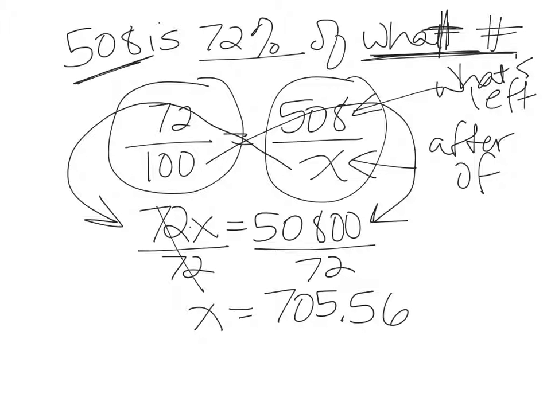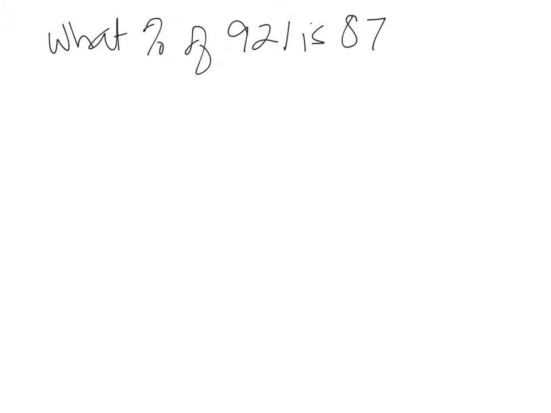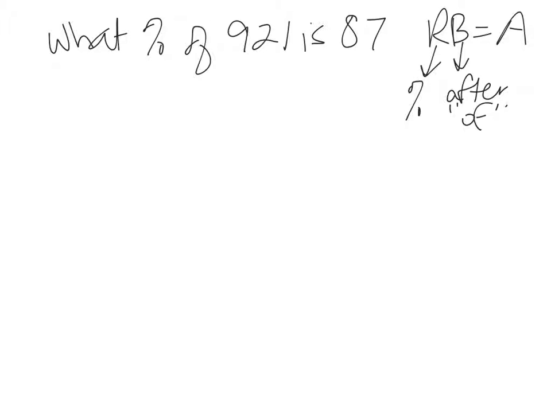Go to this one and find, okay, good. All right, the problem is what percent of 921 is 87? So in your RB equals A, this is your percent. This is what comes after the word of, and this is what's left.